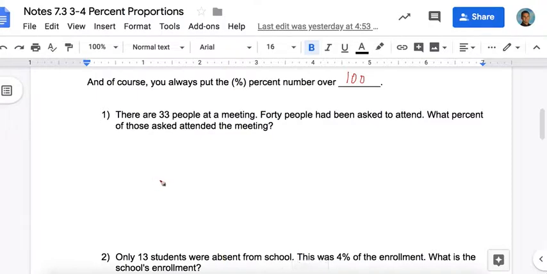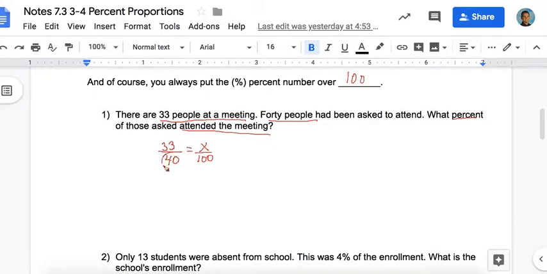Okay, so let's see how this works. Number one, there are 33 people at a meeting. 40 people have been asked to attend. What percent attended the meeting? So we have 33 people at a meeting and 40 people asked to attend. Which one's the part? Good, the people who are actually at the meeting is part, and the people that were asked to attend is our whole. We want to know what percent attended the meeting. So part over whole equals percent over 100. I don't know the percent. Whenever I don't know the percent, I'm going to put an X in the percent spot over 100.